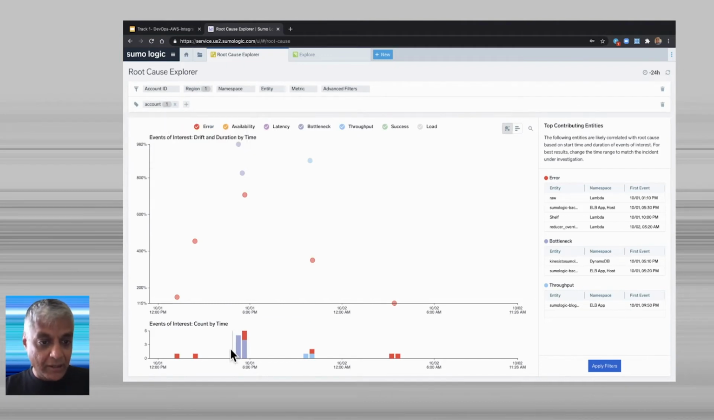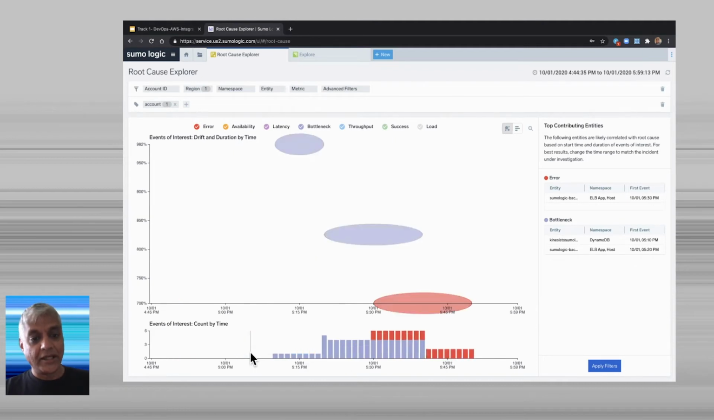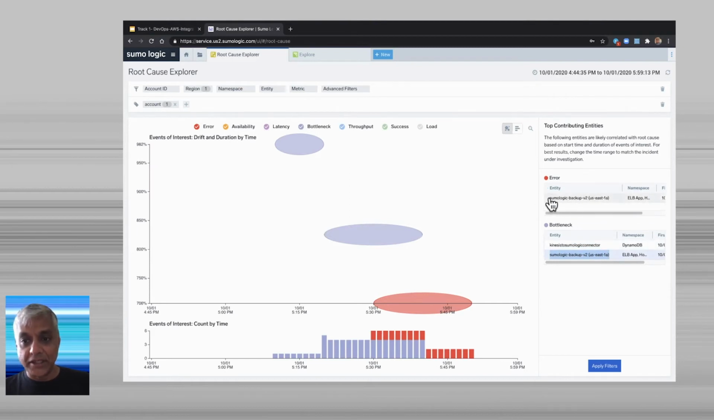Looking at these timelines, the problems seem to be happening around the 5 o'clock timeline. So I can zoom in and see the particular things going on around 5 p.m. Now on the right hand side is essentially the root cause guidance given to you right away. The thing to notice here is that a set of bottleneck events, specifically on this particular DynamoDB table, and a set of EC2 instances caused the actual error that the user saw in their application load balancer.